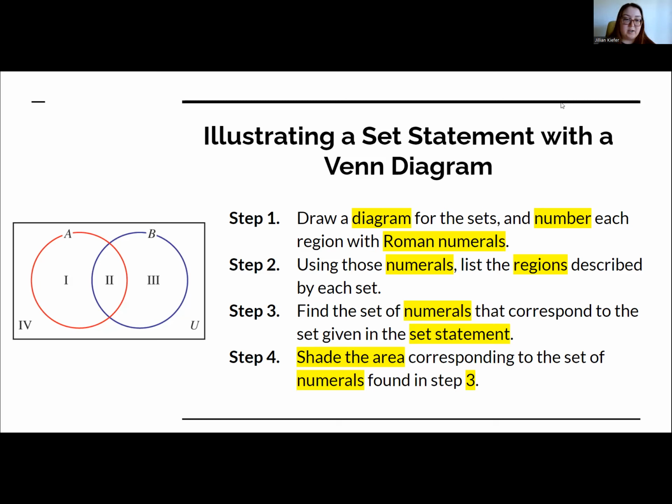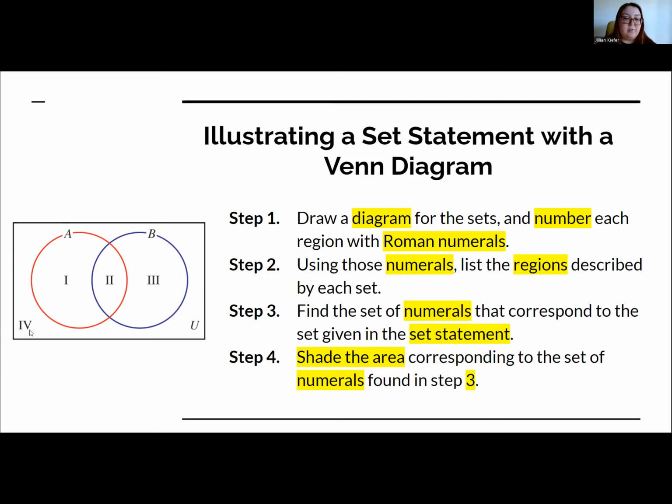to illustrate a set statement with a Venn diagram. So we see our image here. We have set A, set B, and then our universal set. Everything that is just A is in region one. So when we list the regions described by that, we would say region one, just A. Region two would be A and B, so the intersection, what's in both A and B. Region three would be elements only in B.